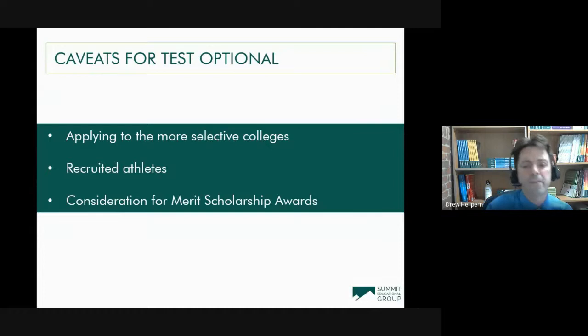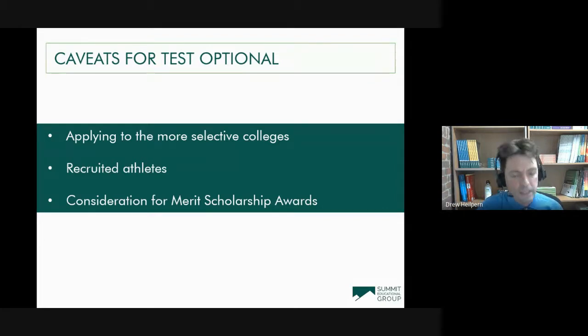There are a couple caveats to the test optional school movement just to be aware of, especially if you're applying to some of those more selective schools that more recently went test optional. Prior to the pandemic, at those schools, it might be upwards of 60, 70, 80% of students went ahead and submitted standardized testing scores as part of that application. Obviously, the pandemic made that percentage come way down.